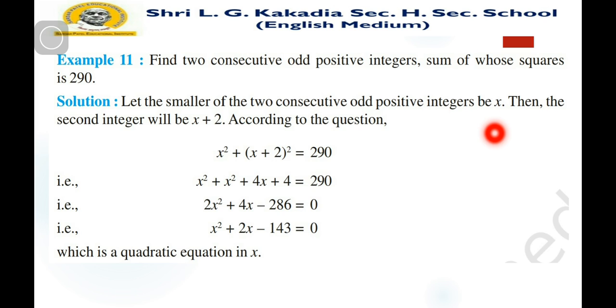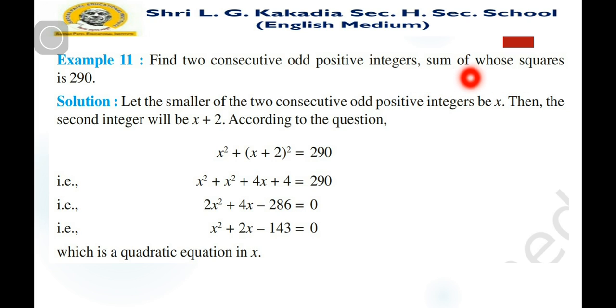The smaller positive integer we take as x. Then the second integer will be x plus 2, as we have discussed according to the question. Now let's look at the question.